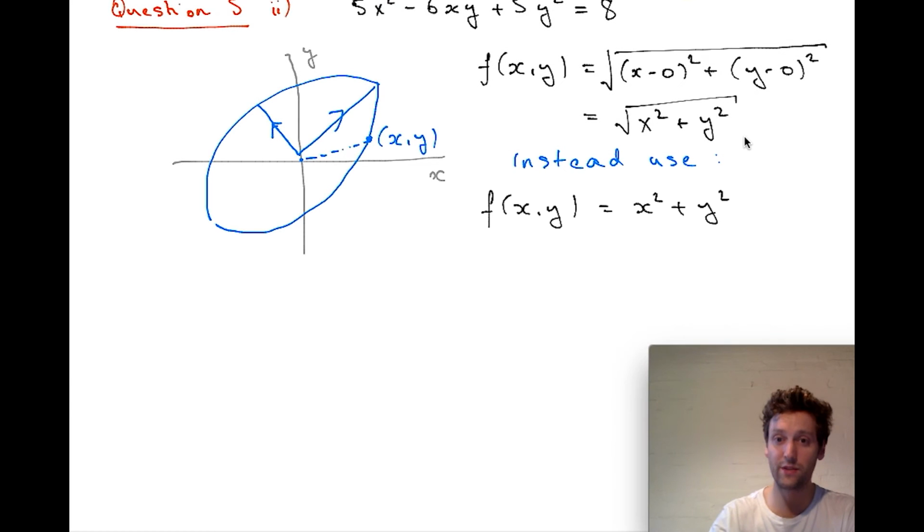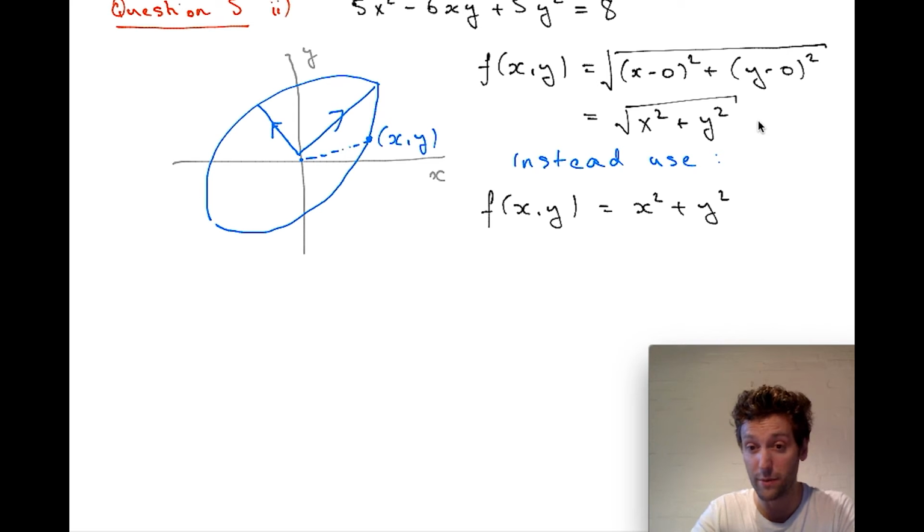And we saw in class that the reason we could do that was because the values of x and y that make the distance maximum or minimum are also the values of x and y that make the distance squared the maximum or minimum. So the distance and the distance squared are equivalent for the purposes of maximizing or minimizing. So that's our f of x and y taken care of.